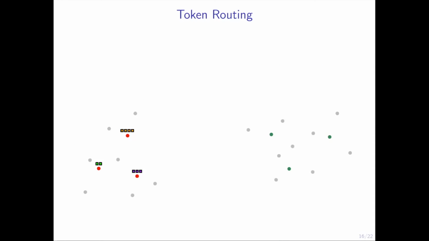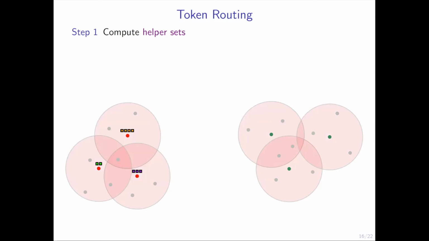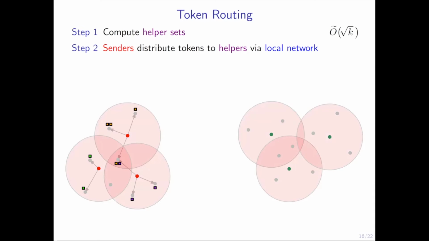So let's go through the steps of the token routing algorithm. In the first step, we compute the helper sets as we defined them before. And this takes roughly square root of K rounds. In the second step, all the senders distribute the tokens they have to their respective helpers via the local network. And since all the helpers of a sender are within square root of K hops, this can be done in square root of K rounds.